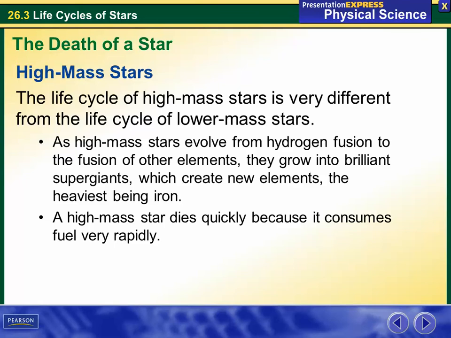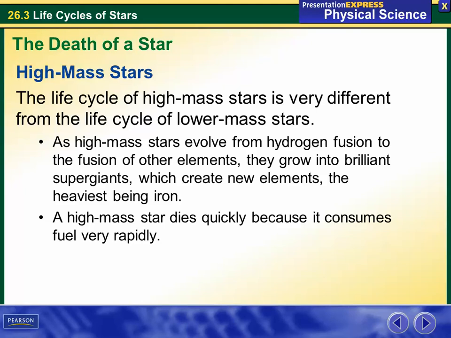As high mass stars evolve from hydrogen fusion to the fusion of other elements, they grow into brilliant supergiants. So they're very huge. They create new elements, the heaviest being iron. So they continue to fuse elements. They fuse hydrogen to helium. They fuse helium to carbon. They fuse carbon to oxygen. It just keeps going and going.